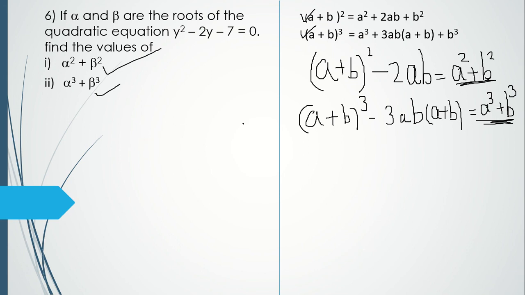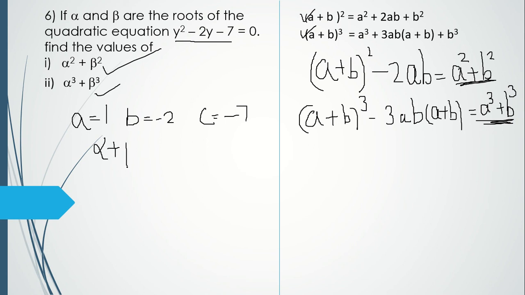Okay, so this is one part, and the other part is using this equation. I will first write down what is a, write down its coefficients. a is 1, b is minus 2 and c is minus 7. Using this information, first just find this out and keep.